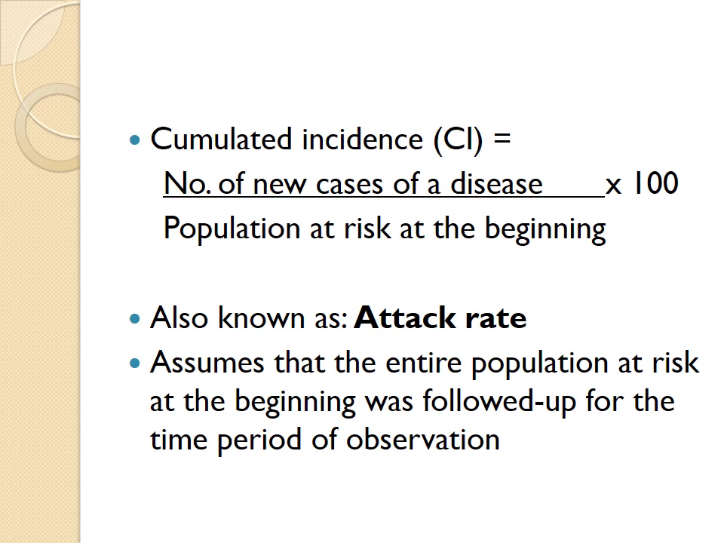Cumulative incidence is denoted by the number of new cases of a disease divided by the population at risk at the beginning, and it is expressed in terms of percentage. Cumulative incidence is also known as attack rate. It assumes that the entire population at risk at the beginning was followed up for the time period of observation. So in cumulative incidence, the denominator is the population at risk at the beginning.